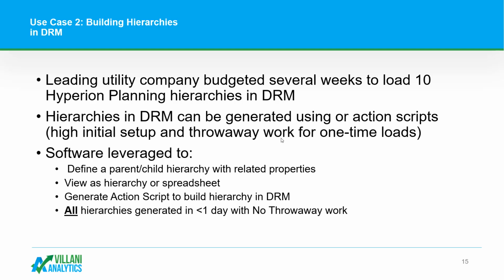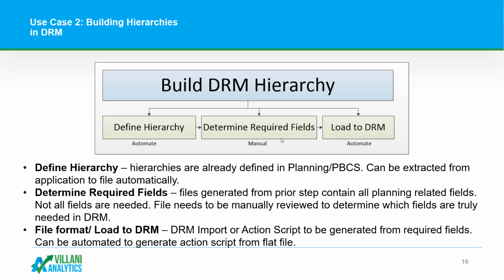So what we did here was we used our software. We had that parent-child hierarchy defined. We asked the team to build it in parent-child format in an Excel file. We were able to show a visual representation of what that would look like when it got into DRM before we even loaded it. And the software generated the action script that was needed to build the whole hierarchy in DRM. Again, all the hierarchies were generated in less than a day, and there was no throwaway work.